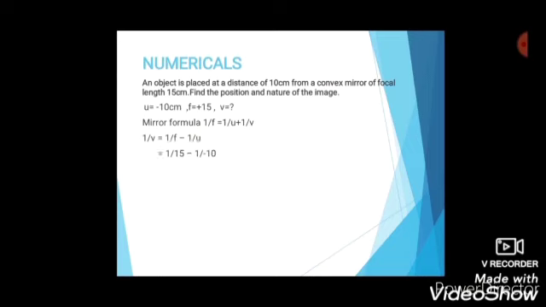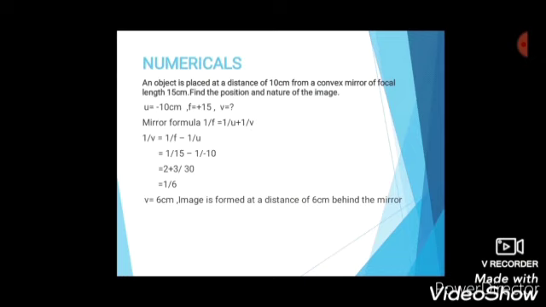From that, 1 by V is nothing but 1 by 15 minus 1 by -10. So I get (2 plus 3) by 30, which is nothing but 1 by 6. Now V is 6 centimeter, and we have a positive 6. That means the image is formed at a distance of 6 centimeter behind the mirror. Behind the mirror in the sense right side of the mirror. So that is what we have got. Because it's a positive value, it is towards the right of the mirror. So that is what we have found as the position of the image.